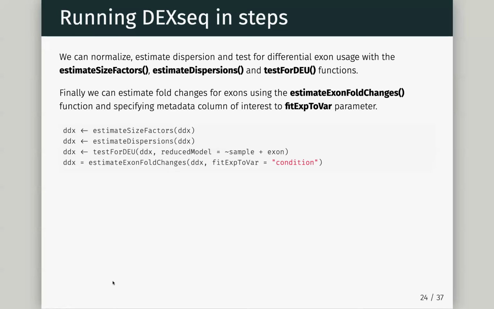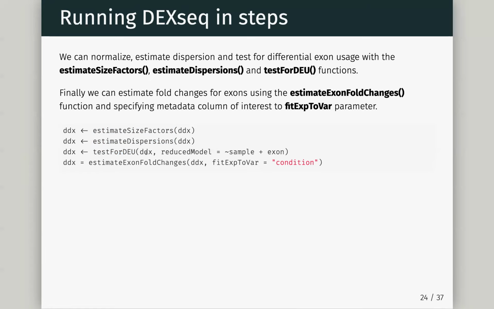If we want to do it in separate steps, we could do estimate size factors. This is our normalization factor. Estimate dispersions. This is fitting our mean variance relationship. Lower the mean, the more variable. Higher the mean, less variable. We can run this step here, which is our test for differential exon usage.